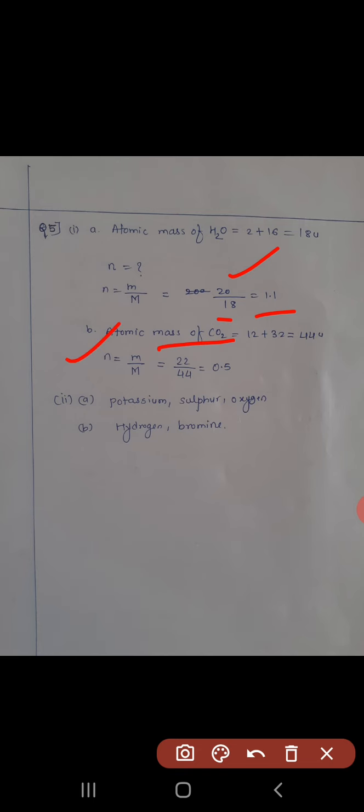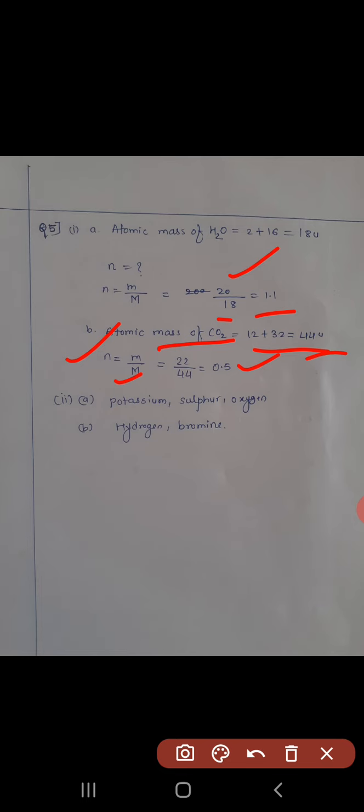Next, you have to calculate the number of moles for carbon dioxide. First you have to calculate the formula mass, which is 44 U, and you already know how to calculate the formula mass. This is the formula mass for CO2, which is capital M. So put this value and calculate; the answer is 0.5.